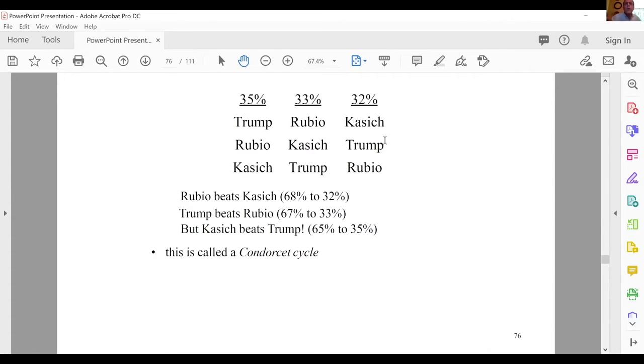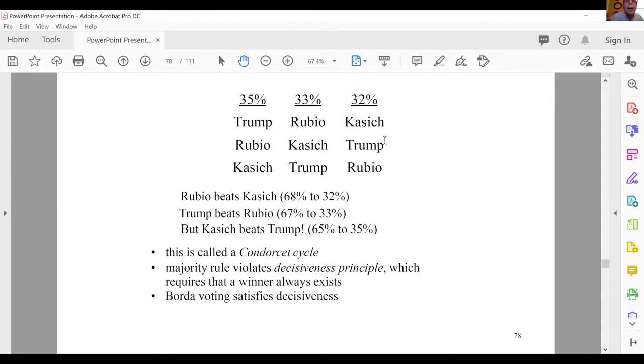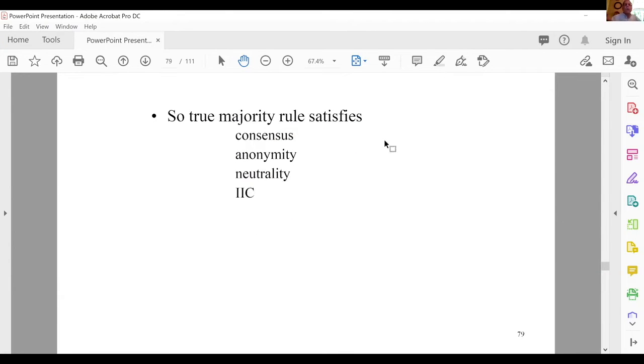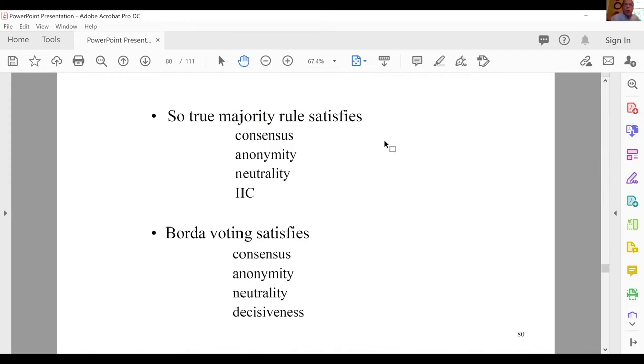Condorcet himself knew this could happen, and that means that majority rule violates the decisiveness principle, the idea that there should always be a clear-cut winner. Borda satisfies decisiveness. So majority rule satisfies 4 out of our 5 principles. Borda satisfies 4 out of our 5 principles, not the same ones.